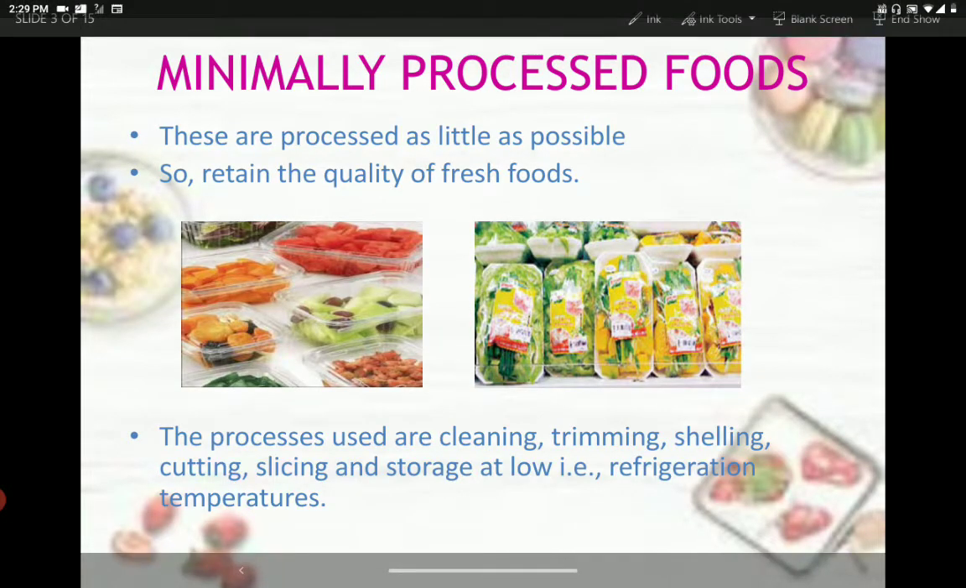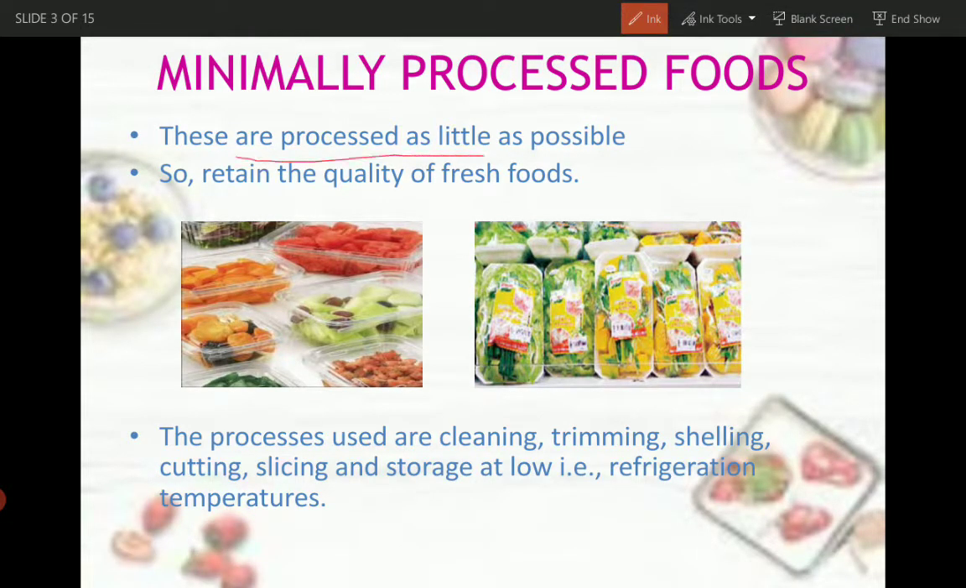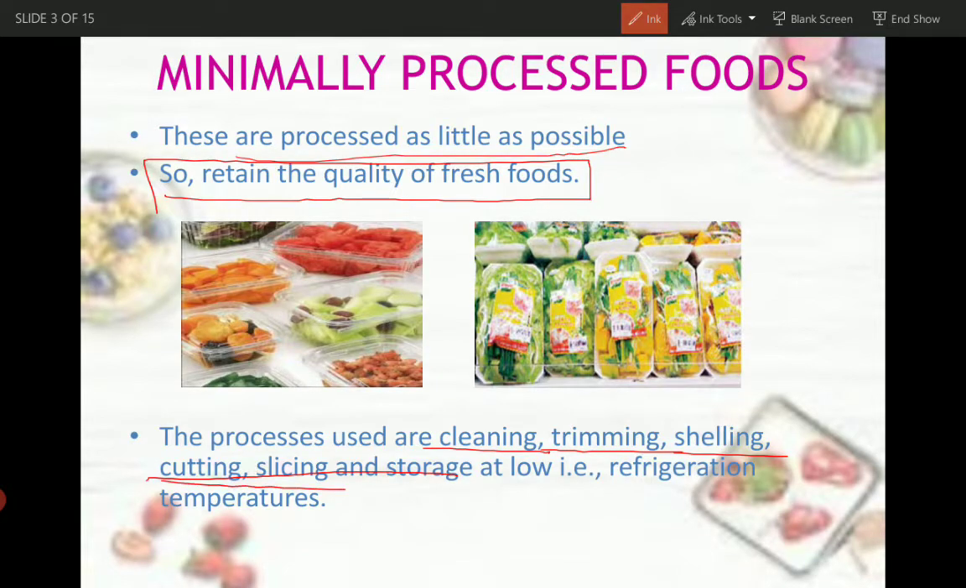The first is minimally processed foods. These are processed as little as possible, only enough to take it to the market and have the shelf life for that sufficient time. So it retains the quality of fresh food. The processes which are used are cleaning. You cannot market without cleaning, trimming of the stems or the attachments, shelling, cutting and slicing so that it is very easy to use, as you can see in this picture. It's only the cutting and slicing of the fruits and vegetables which is done. Here also, no other processes, no refrigeration or nothing like that.